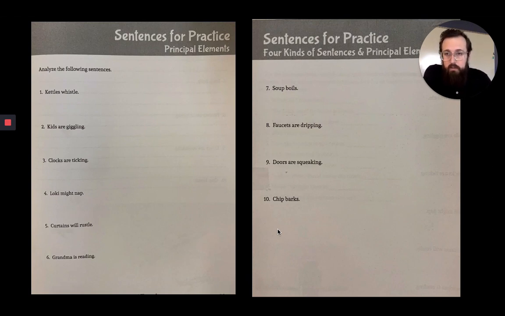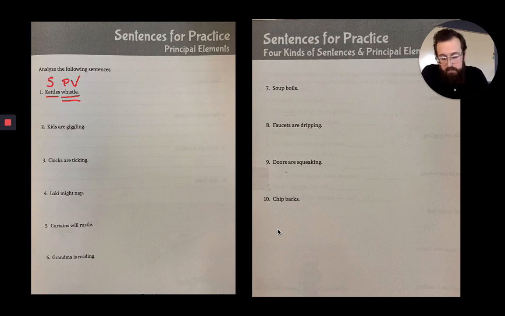So if we're going to analyze these sentences, kettles whistle. In this sentence, the sentence is about kettles. So I'm going to put a single underline under kettles and then put a capital S above that. And whistle tells me what the subject's doing. Tells me about the subject. So that is going to be my predicate. And this is a predicate verb. Linking verbs don't go with predicate verbs, or they don't need them. And there are no helping verbs in this sentence. So this has been analyzed.